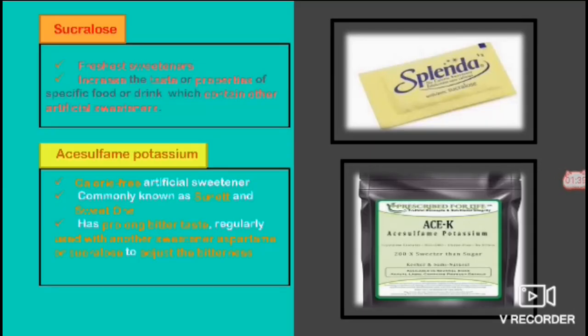Sucralose is one of the sweetest sweeteners available in today's business. It is used to enhance the taste or properties of specific food or drink which contains other artificial sweeteners. Acesulfame potassium is a calorie-free artificial sweetener commonly known as Sunett and Sweet One. Since acesulfame potassium has a prolonged bitter taste, it is regularly used together with other sweeteners such as aspartame or sucralose to adjust the bitterness.